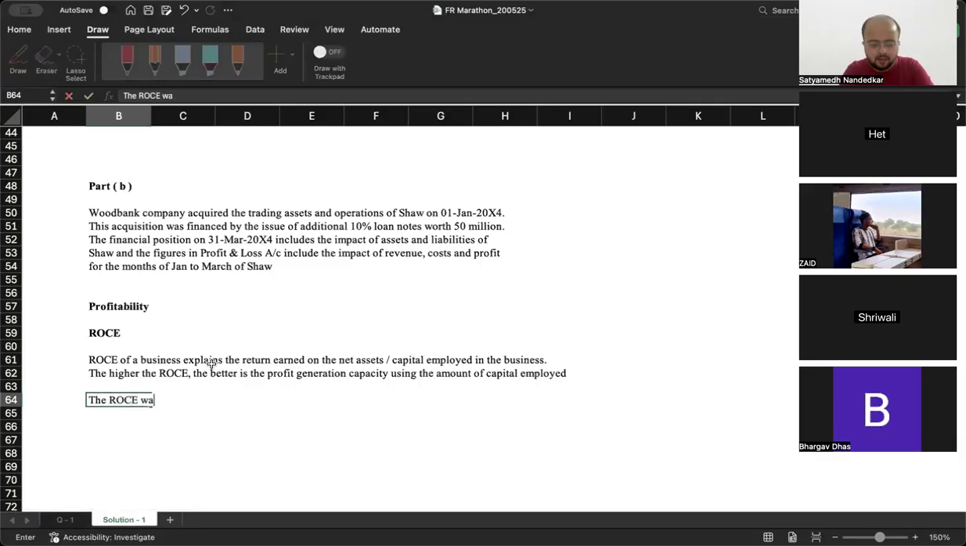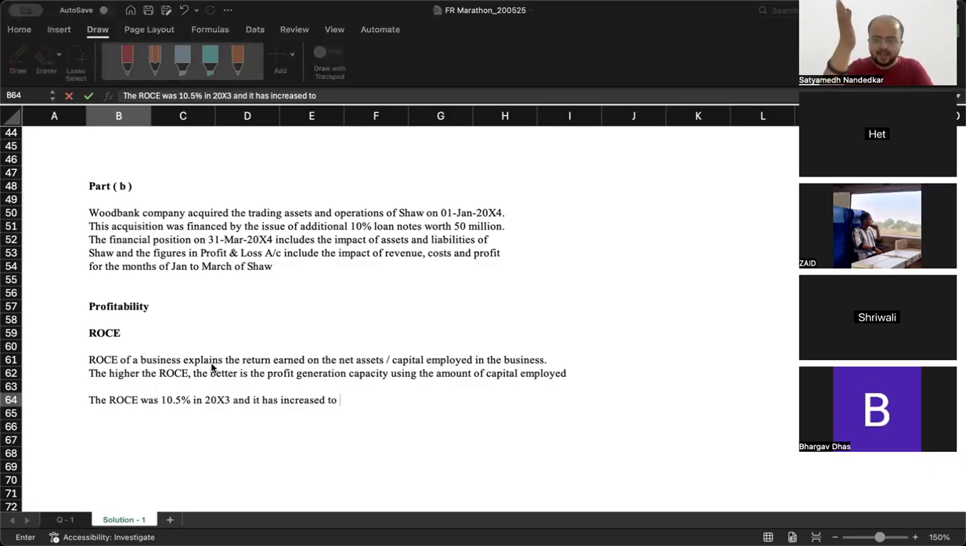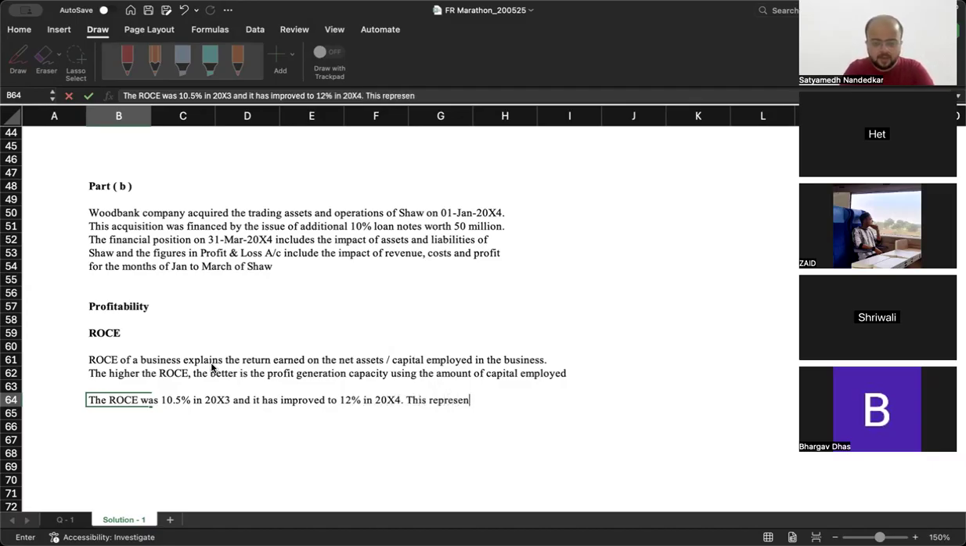The ROCE was 10.5% in 2003, factual and no interpretation. And it has increased to... ROCE has increased to how much? Or increased se zyada na, you should use the word improved actually. Return on capital employed was 10.5% in 2003 and it has improved to 12% in 2004. This represents how much? कितना increase हुआ इसमें?